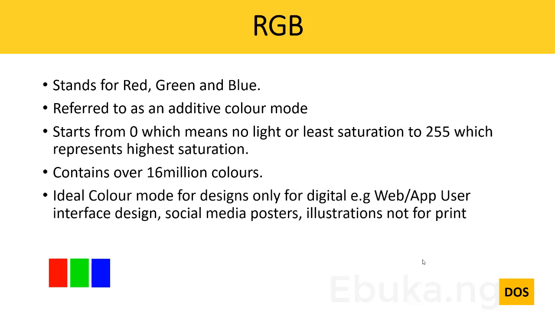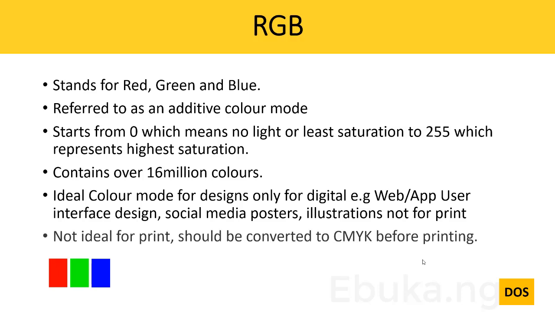Now, RGB is the ideal color mode for designs only for digital: web app user interfaces, social media posters, illustrations that are not going for print. That's when you use RGB. It is not ideal for print, and it should be converted to CMYK before printing.